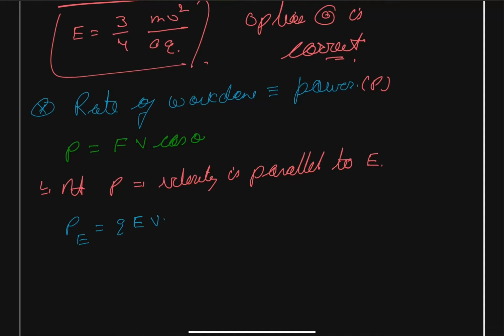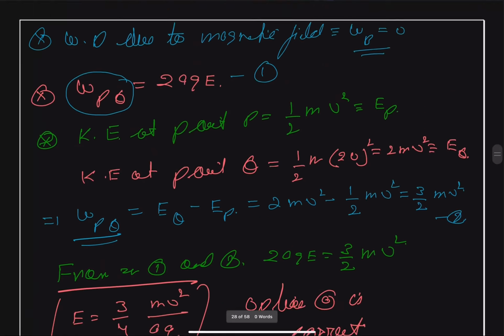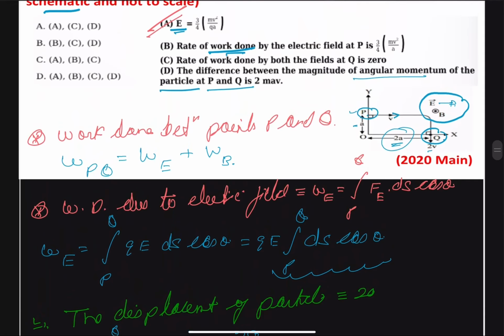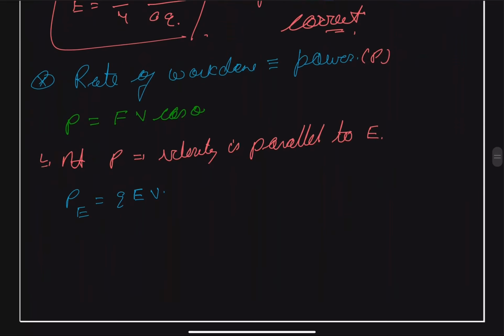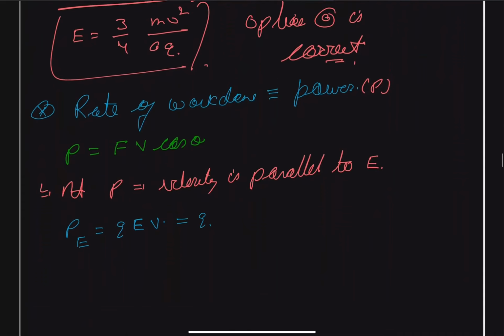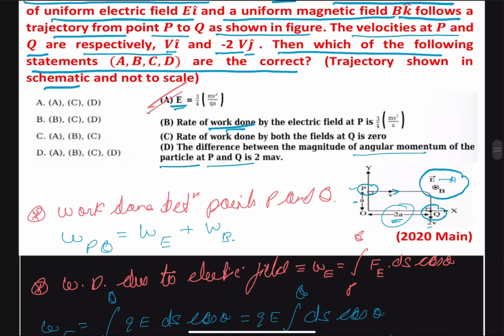And V we already know. Electric field we know, so we substitute it, we get this as Q, and this comes as 3/4 mv cube divided by Q multiplied by A. And Q cancels with Q, so this comes as 3/4 mv cube divided by A. So this is the power at point P, which is 3/4 mv cube. That is, option B is correct.